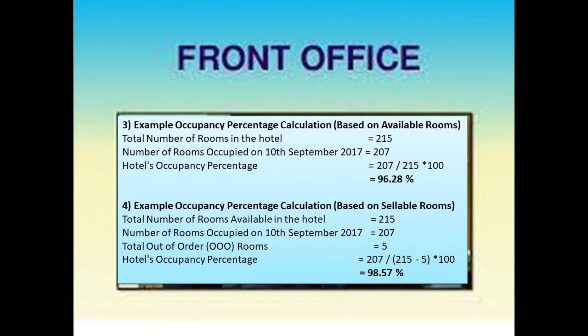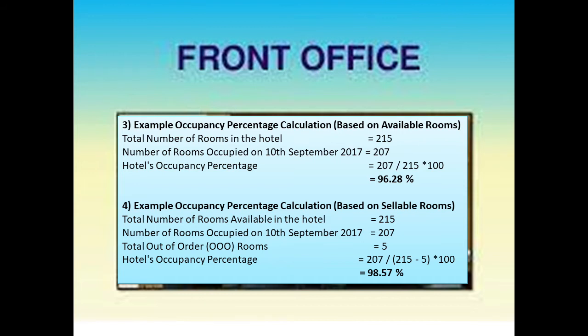For our example number 3, occupancy percentage calculation based on available rooms. The total number of rooms in the hotel is equal to 215. The number of rooms occupied on the 10th of September 2017 is equal to 207. Hotel's occupancy percentage is equal to 207 over 215 multiplied by 100, which is equal to 96.28%.